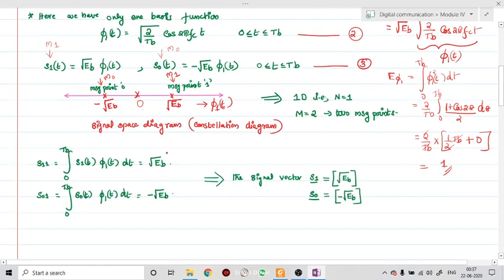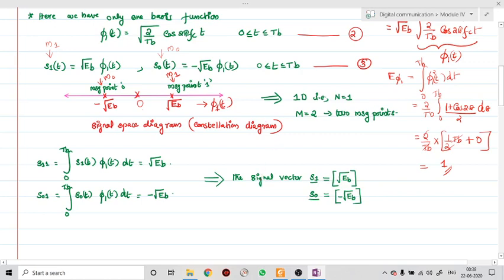Now the signal vector S1 has only one element in it, because I have only one basis. So the signal vector has only one element. S1 is root Eb and S0 is minus root Eb.